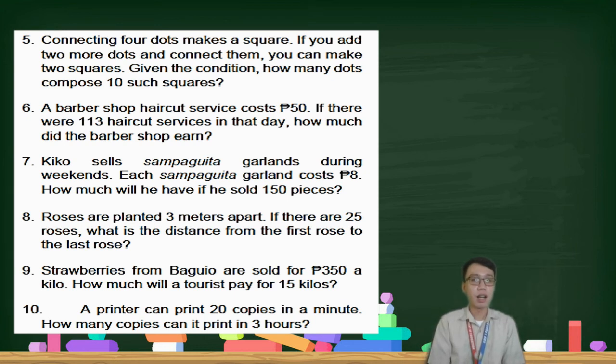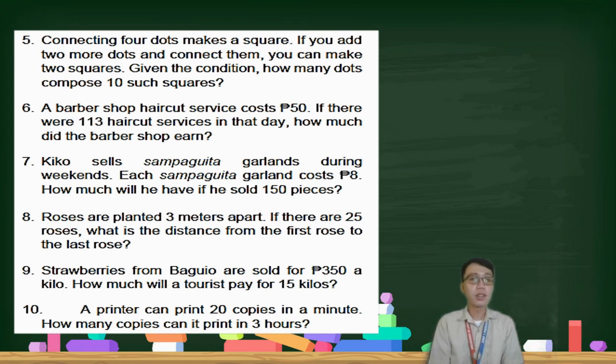Number 6. A barbershop haircut service costs 50 pesos. If there were 113 haircut services in that day, how much did the barbershop earn? Number 7. Kiko sells sampaguita garlands during weekends. Each sampaguita garland costs 8 pesos. How much will he have if he sold 150 pieces?